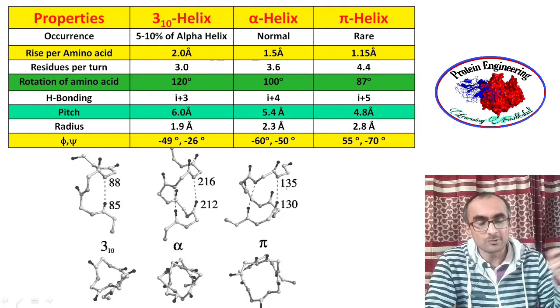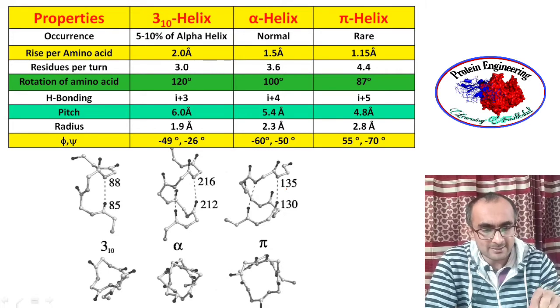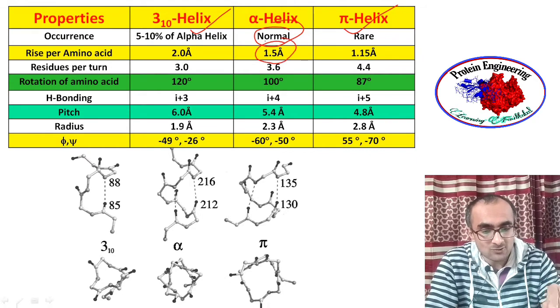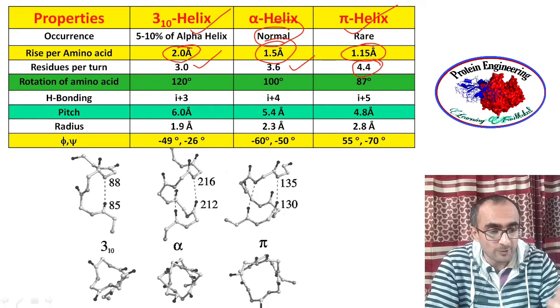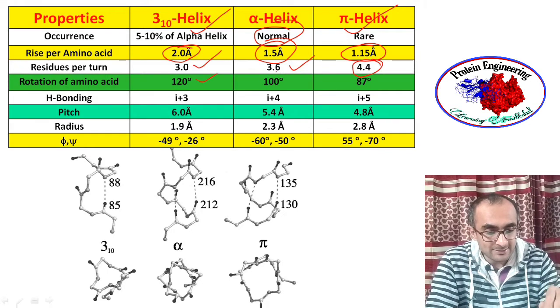So this is a very good table to remember all the structural properties of these three helices. Occurrence: 3-10 helix is less common, whereas pi helix is rare. Alpha helix is normally found in protein structure in abundance. Rise per amino acid is 1.5 angstrom in alpha helix. It is reduced to 1.15 in pi helix, and increased to 2 in 3-10 helix. Similarly, residues per turn is 3 in 3-10 helix, 3.6 in alpha helix, and increased to 4.4 in pi helix. Rotation is 120 degrees in 3-10, 100 degrees in alpha helix, and 87 degrees in pi helix.